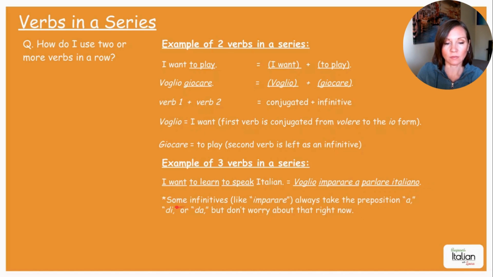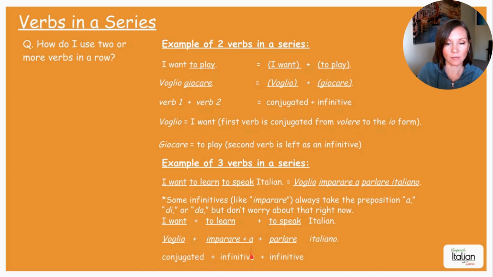So just to note, some infinitives like imparare always take the preposition a, di, or da, but don't worry about that right now. That's why we just added it on here, imparare a. So in this example, we have I want plus to learn plus to speak Italian. Voglio is conjugated. Imparare a is to learn. Parlare, to speak Italiano. Conjugated, infinitive, infinitive. Pretty simple, right?